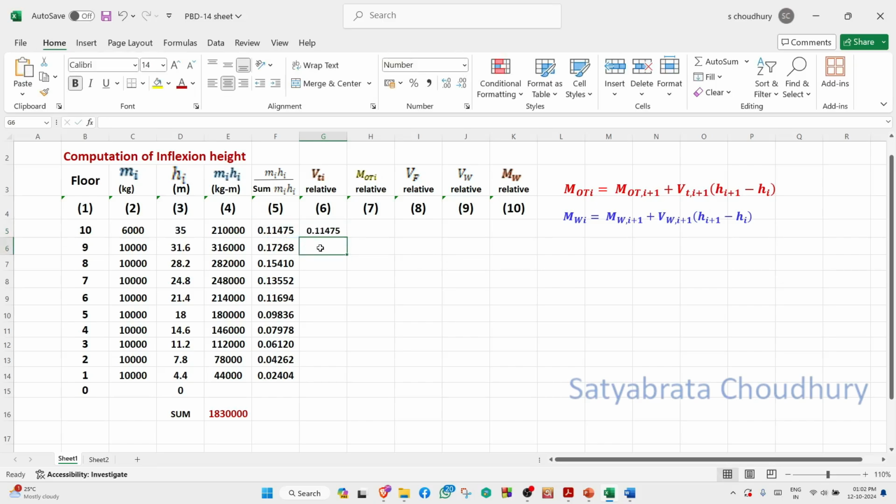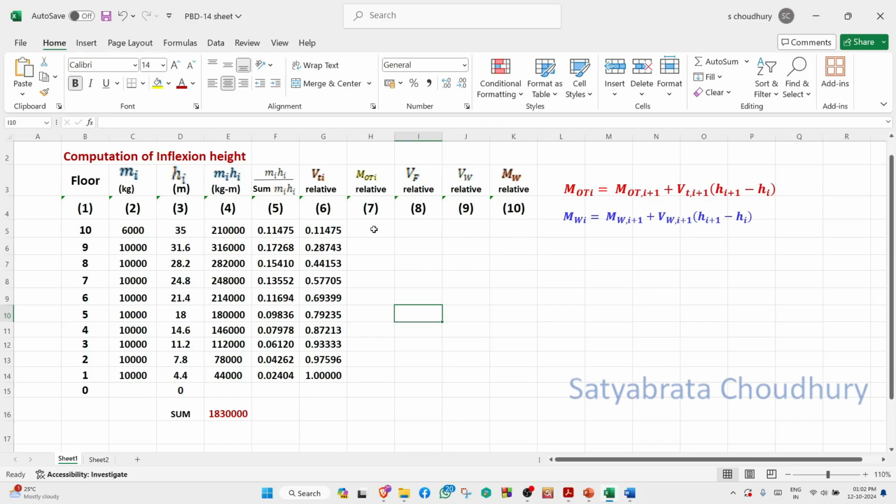Second value onwards will be the sum of the previous value plus the force that is applied at the current story. So this is this, and this formula we shall drag to the bottom. So these are the total lateral shear at different floors. You see, because it is this MiHi divided by sum MiHi, the last value becomes 1. This is the check of accuracy.